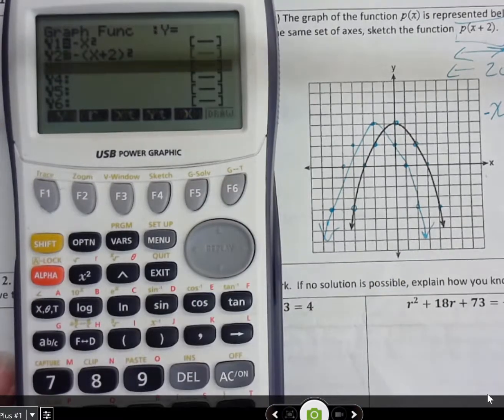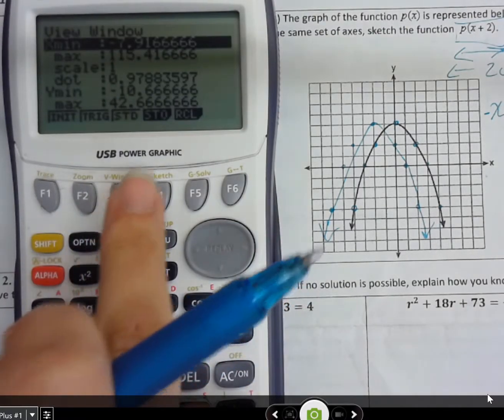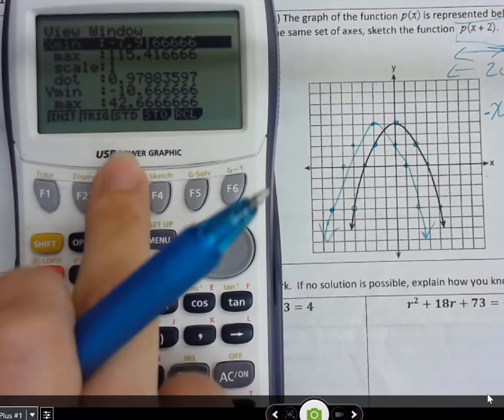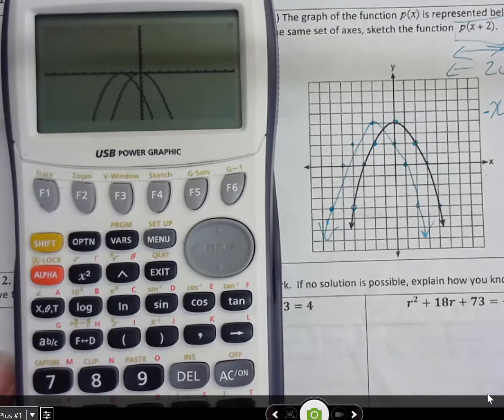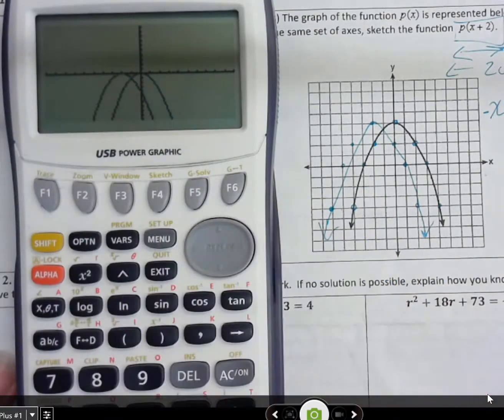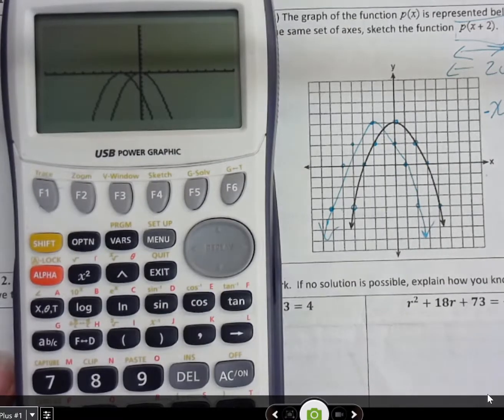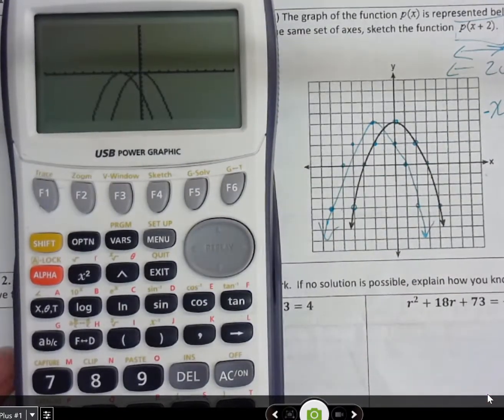Then I'm going to graph it, and oh my goodness, it's such a strange window. How can I see anything? Change your window size. Go to the viewing window, and remember we want the STD, the standard viewing window. So now when I graph it, oh look, there's my original graph, and the new one shifted over 1, 2 units to the left. So even if you don't know what the exact function is, the calculator can help you figure out what the correct answer is.